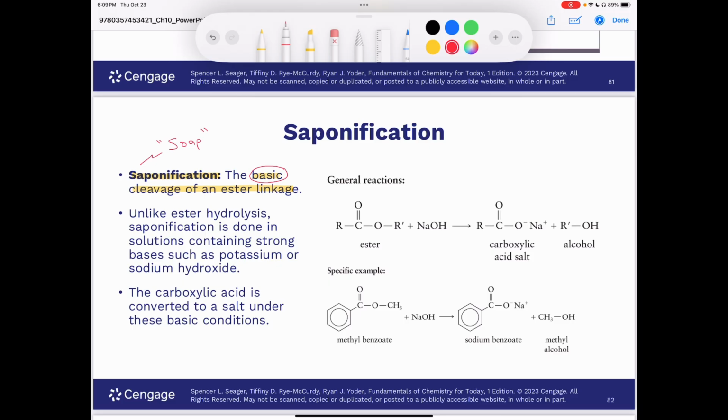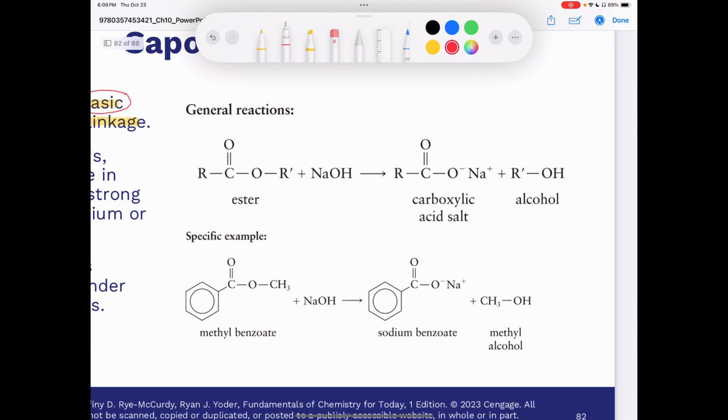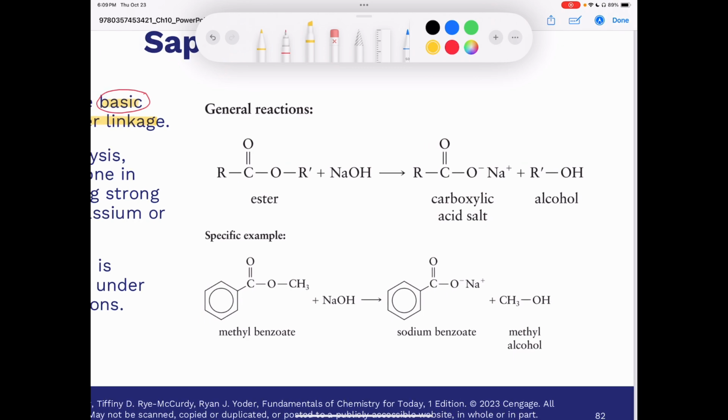And so instead of ending up with a carboxylic acid, we end up with a carboxylate salt. If we look at the general reaction that's shown here, you have your ester, and you're going to break that ester linkage with your sodium hydroxide, but instead of getting a carboxylic acid, you're going to get a carboxylate salt. This one is, of course, a sodium salt because we're using sodium hydroxide. And then you end up with your alcohol.